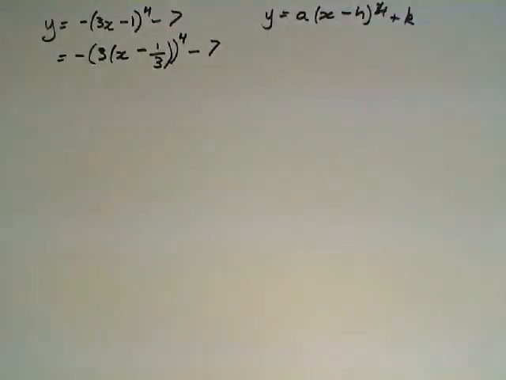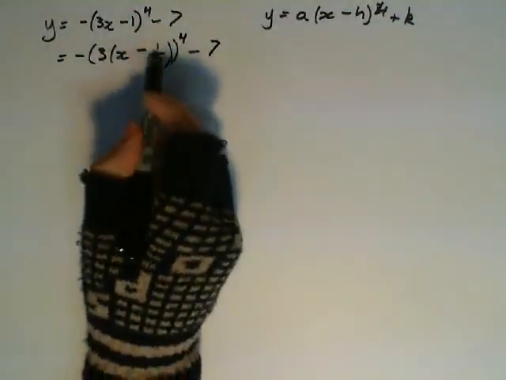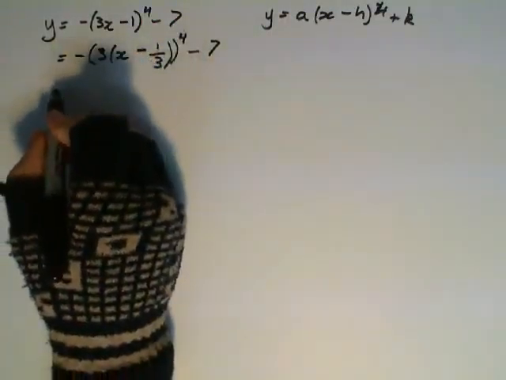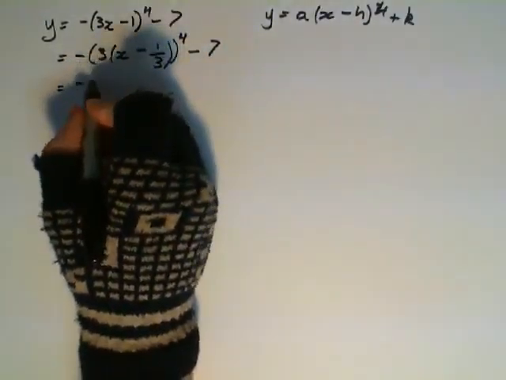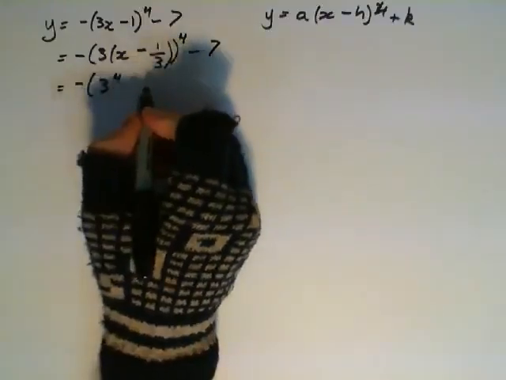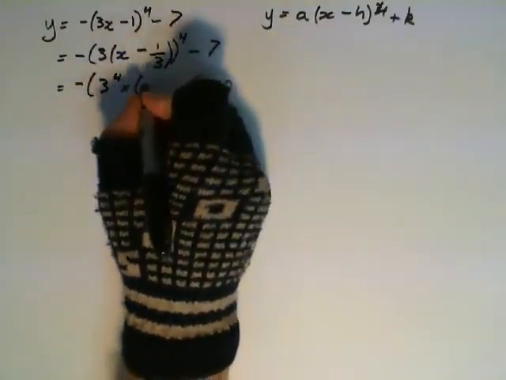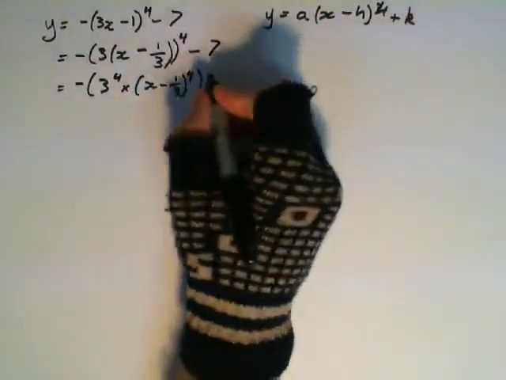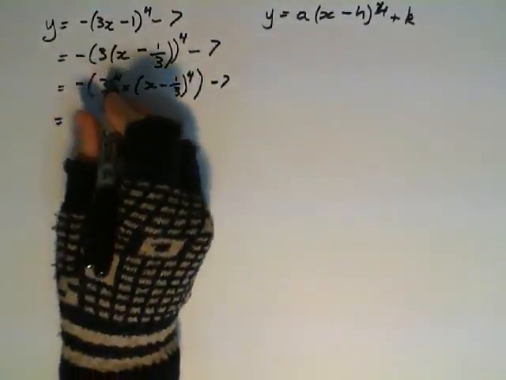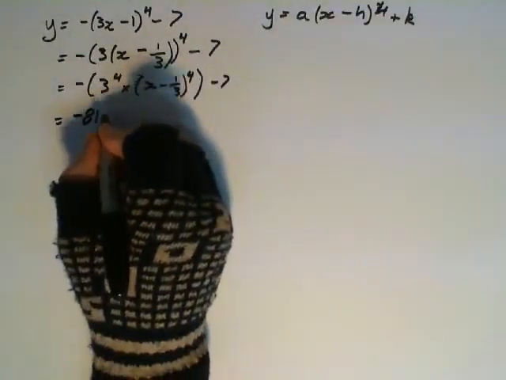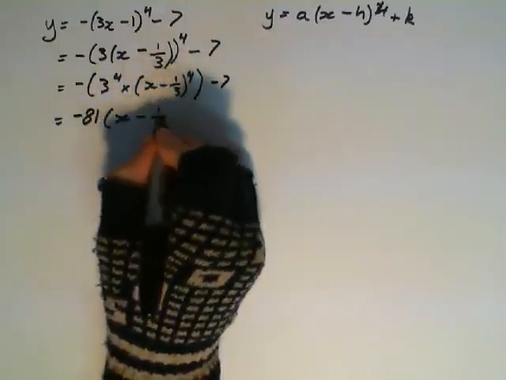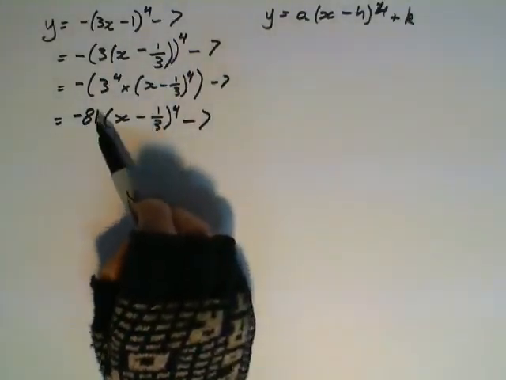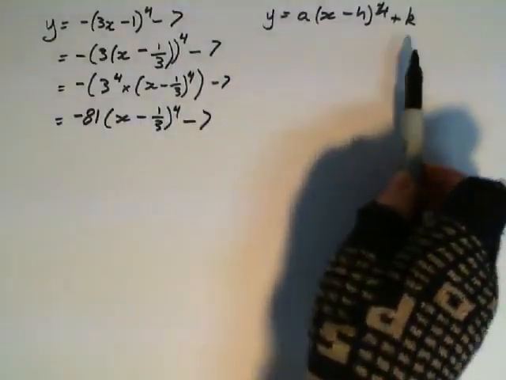Okay, now I have something that is x take something, and I just need to get this 3 outside of this power of 4. So what I can actually say is minus, I can say 3 to the 4, and that's times by x take 1/3 to the 4 using our indice laws. So we'll have 3 to the 4, which is -81, times x take 1/3 to the 4, take 7. Okay, now I have something that looks like this.